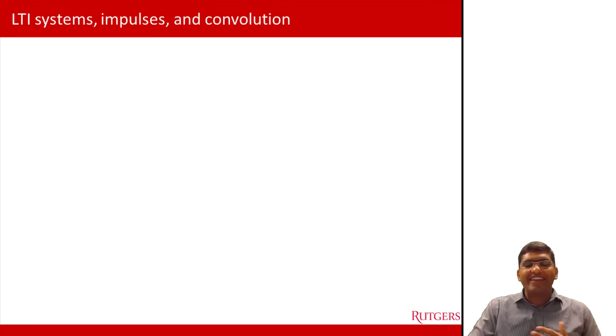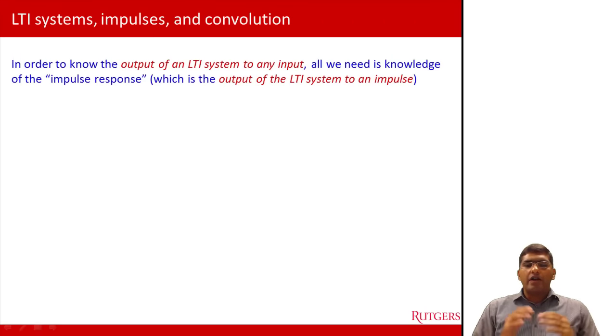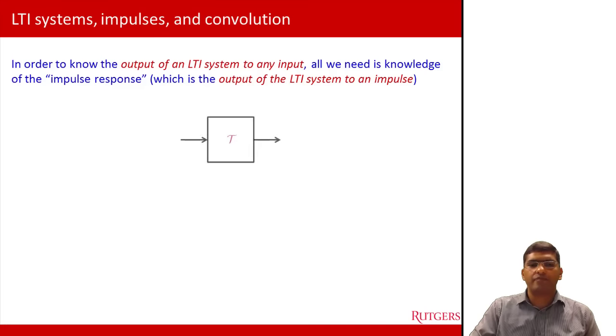So let's talk about LTI systems, impulses, and convolution. In order to know the output of an LTI system to any input, all we need is knowledge of the impulse response, which is the output of the LTI system to an impulse. Very special case. You know the output to one special signal, the impulse, i.e. you know the impulse response, and you know the output to every possible input.